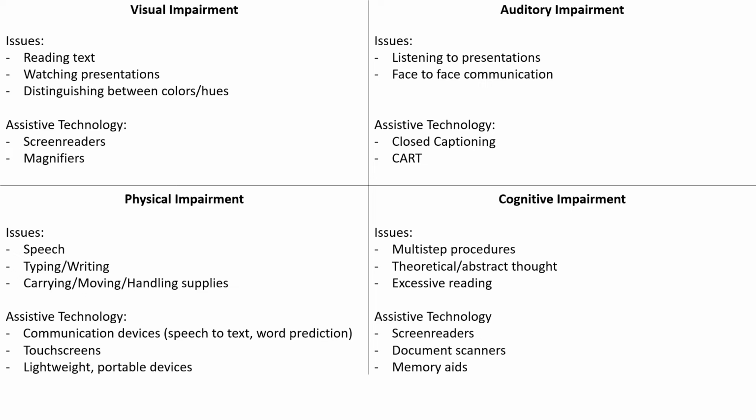Cognitive impairments comprise the fourth and final category. People with cognitive impairments have greater difficulty with mental tasks than the average person. Some may find multi-step tasks to be challenging, as well as highly abstract or theoretical concepts. It is important to note that some content may be too complex by its nature to ever be fully accessible to users with profound cognitive disabilities.